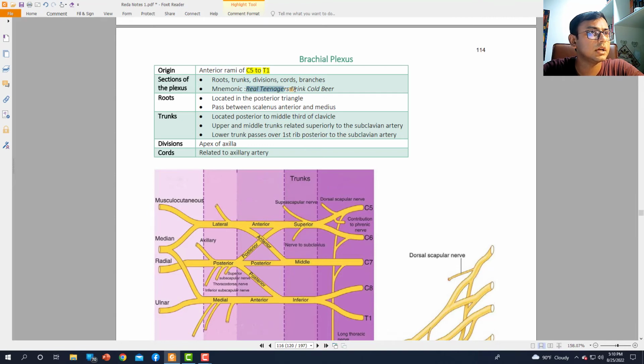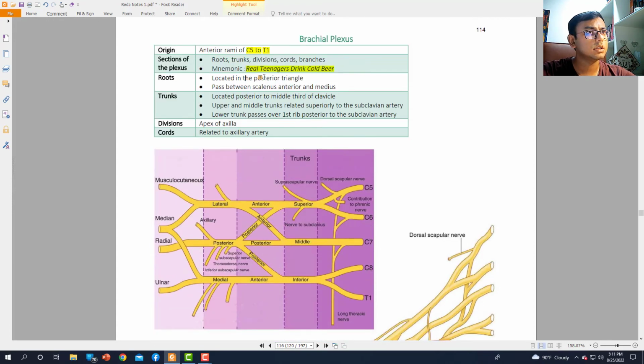That is "Real Tiger Drinks Cold Beer." Say medial to lateral. This is called the Real Tiger Drinks Cold Beer: roots, trunks, divisions, cords. C is the last part of the brachial plexus. So the distal nerves, that is radial, axillary, median, those all started from the cords.